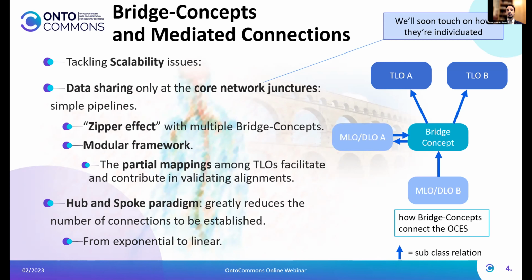Again, this is not uncommon practice, but the OCES provides added benefits given the mappings among TLOs created by the consortium. Second, a hub and spoke structure is established, as all the ontologies are connected to the bridge concept and not one to the other. That's a move from exponential to linear, and its importance should not be underestimated.